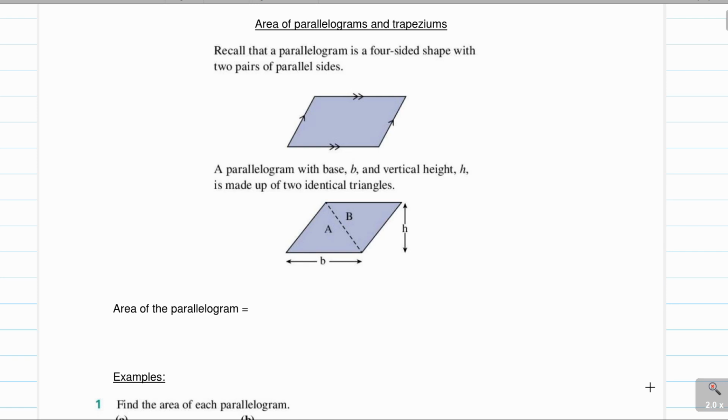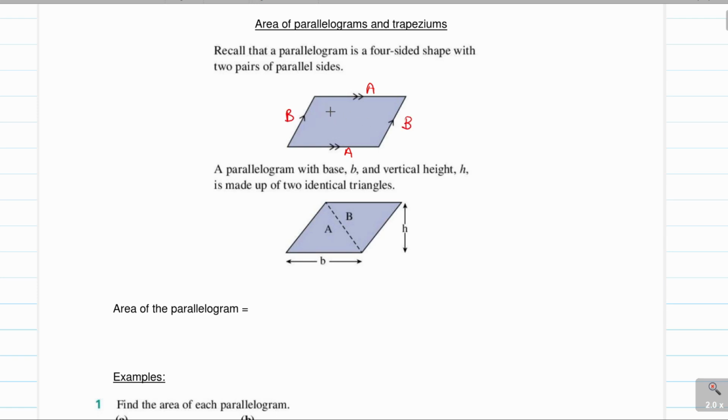Now let's find the area of a parallelogram. A parallelogram is a four-sided shape with 2 pairs of parallel sides. So our first pair is this side here. I'm going to call this A and A. And the second pair is this B and this B.